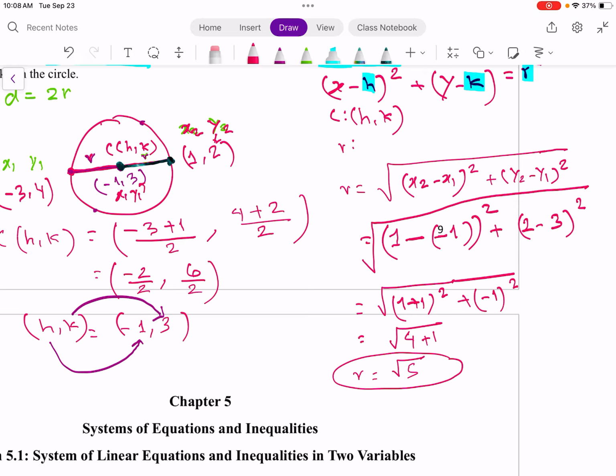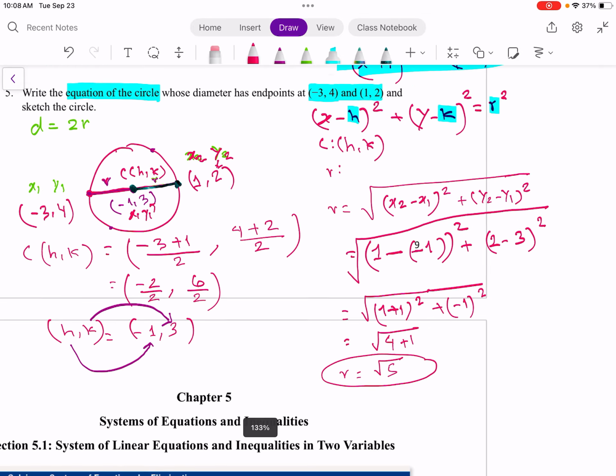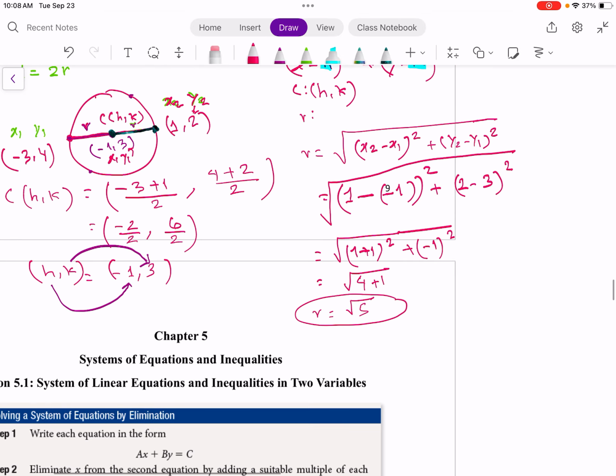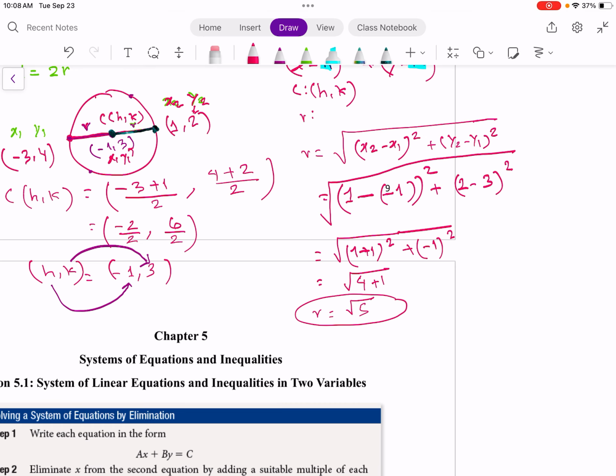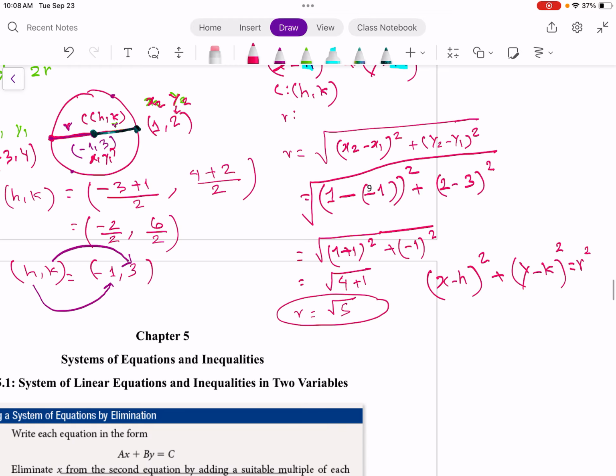Now we know h, we know k, and we know r. Now let's go back to our standard form and substitute these numbers. Our standard form is (x minus h) squared plus (y minus k) squared equals r squared. So this is the standard form of the equation of a circle.